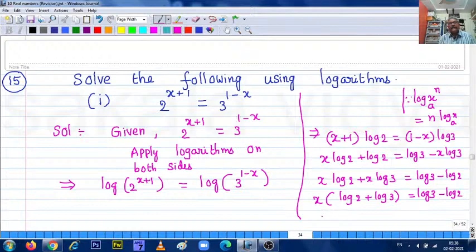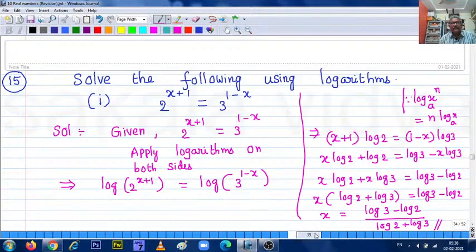So we need to write the x value. So x is equal to, the answer is, log 3 minus log 2 upon log 2 plus log 3. It's completed. This equation has been solved. This is the answer.